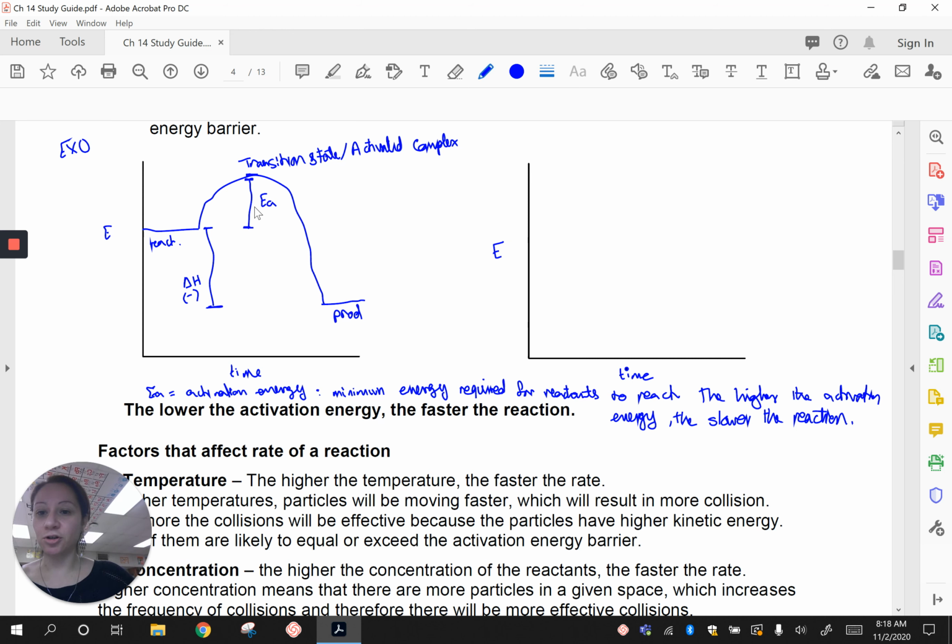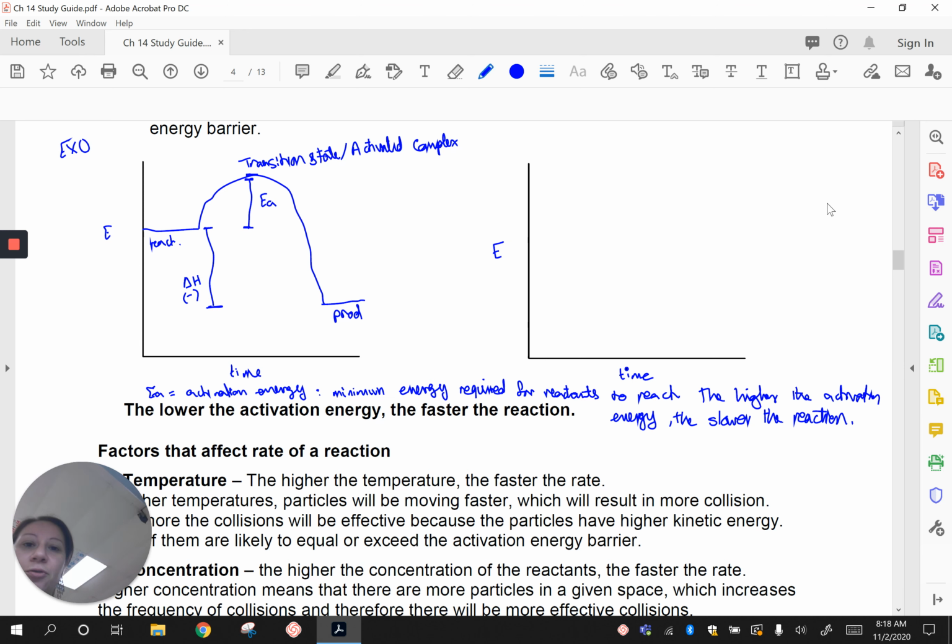If your activation energy barrier is pretty small, then it's pretty easy to surpass that and for an effective collision to occur and a chemical reaction to occur. And so what really determines the kinetics of a reaction is that activation energy. The lower the activation energy, the faster the reaction. The higher the activation energy, the slower the reaction will be.